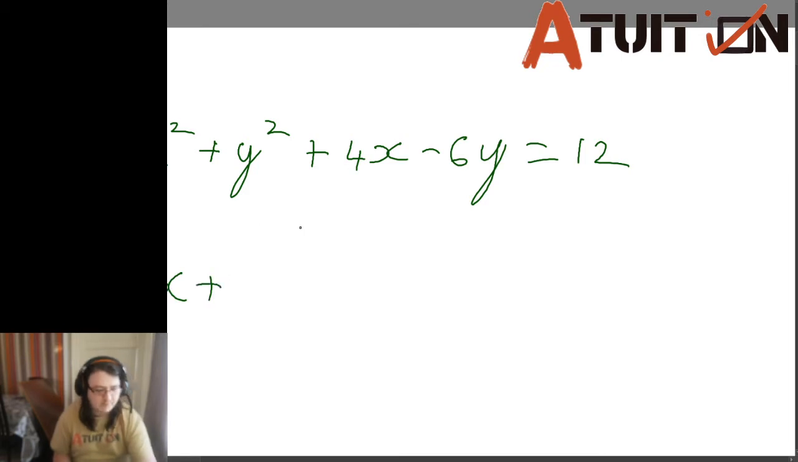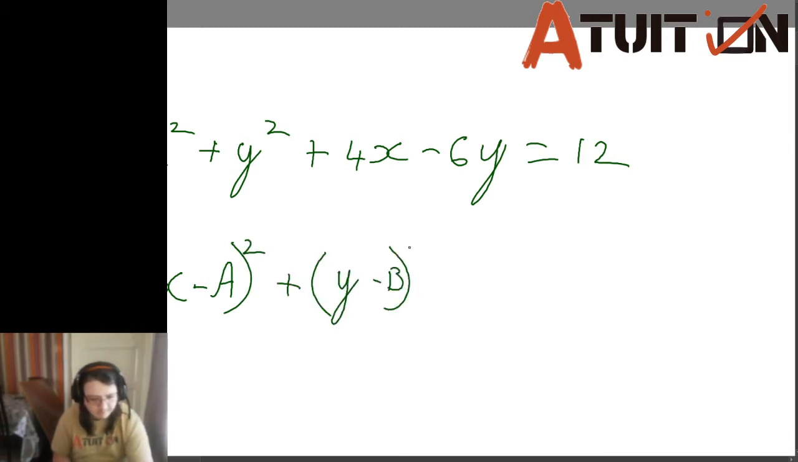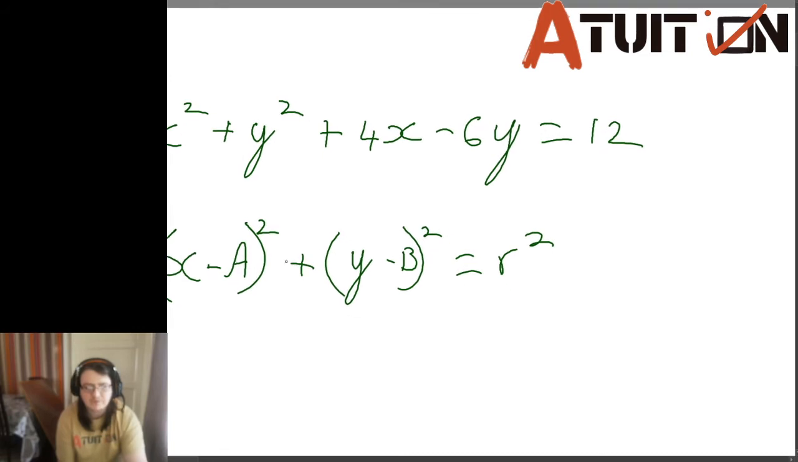X, not plus, minus. X minus a squared plus y minus b squared equals r squared. We need it to look like this. Well, we've got x squared. Could that be x plus 0 squared? But then we've got 4x and a minus 6y on their own, where there are no x's or y's on their own here. They're all being squared. There are a couple of ways that we could do this.